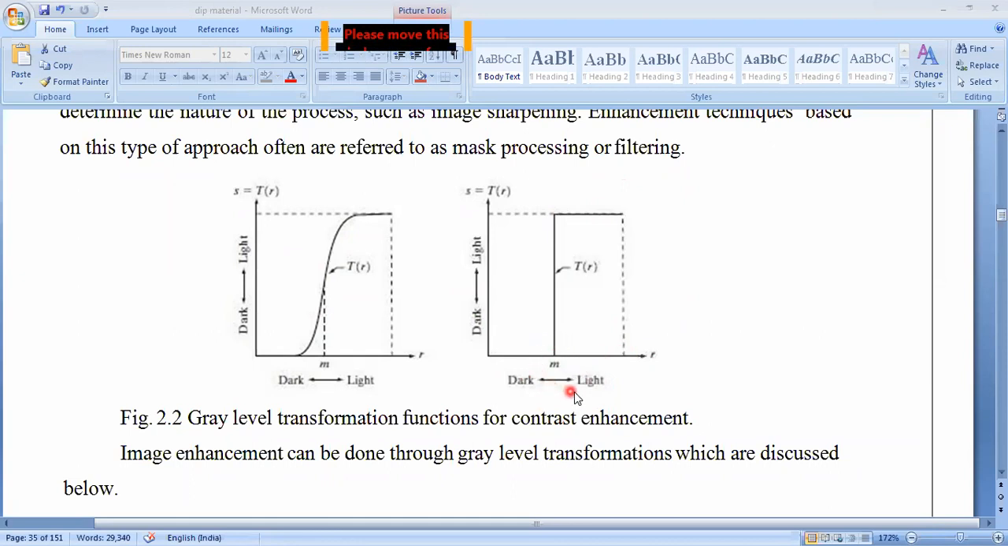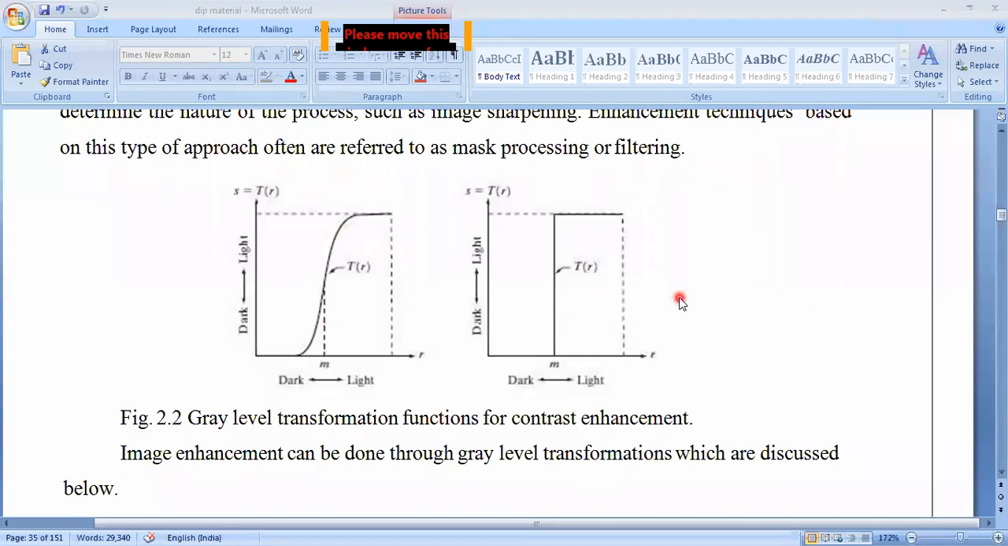Whenever the pixel values are less than this m value, some 127 or 128, all are going to be converted into black in the output. And whenever the pixel values in the input are greater than this m, all are going to be converted into white. So we are going to get a black and white image. It is the example for contrast stretching.